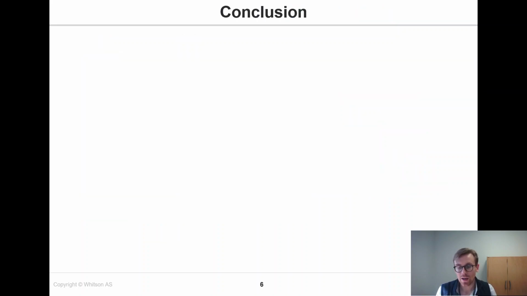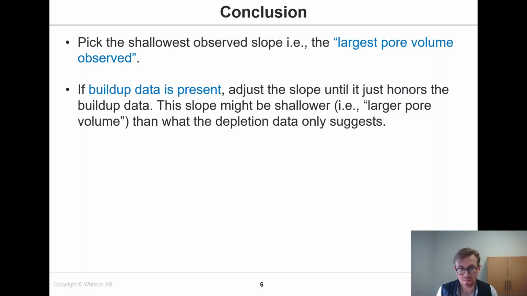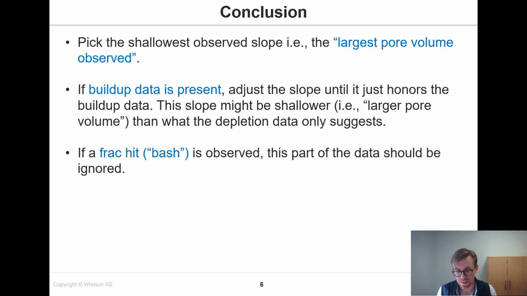Okay. So that leads to these four conclusions: that you should always pick the shallowest observed slope in the data set. That will be the largest pore volume observed to that point in history from that well. If you have buildup data present, make sure that you adjust the slope until it honors the buildup data. There are transients in the buildup data that can be captured more quickly by the buildup itself than what you can see from just pure depletion data.